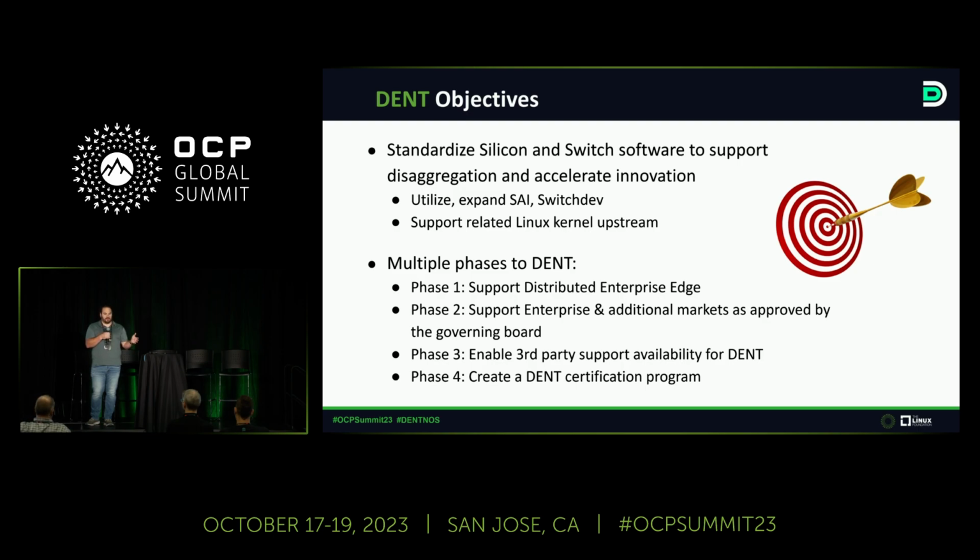We're looking at the rollout of DENT in multiple phases. The first phase is focused on the distributed edge use case. You'll hear more from Sean later about how we're using it. That's where we're operating DENT right now, but it doesn't have to stay there. Like I talked about in the beginning, DENT can move from the edge up. So we have the opportunity to look at other enterprise markets and other use cases.